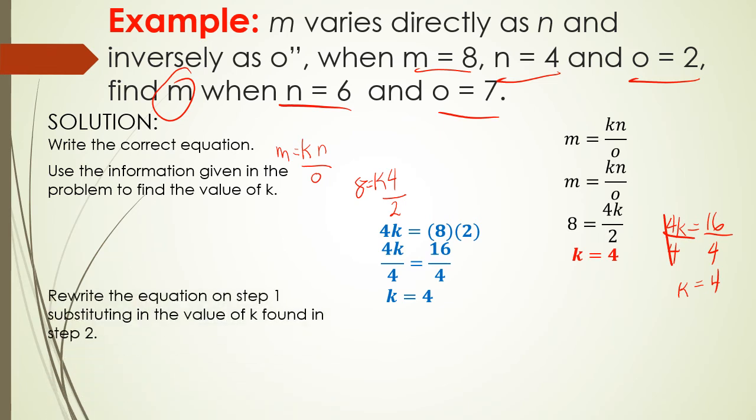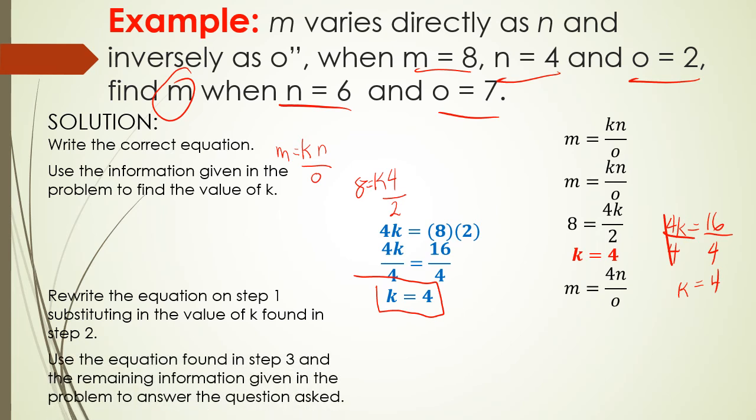So, next, write the equation in step 1, substituting the value of K found in step 2. So, since nahanap na natin yung K, which is 4, pwede na natin siyang i-substitute sa equation, which is M is equal to KN over O. M is equal to K, which is 4, N over O. So, mas madali na natin mahanap.